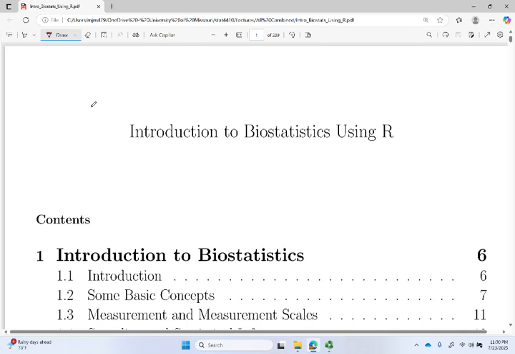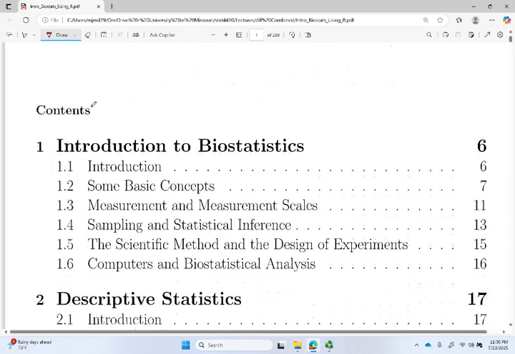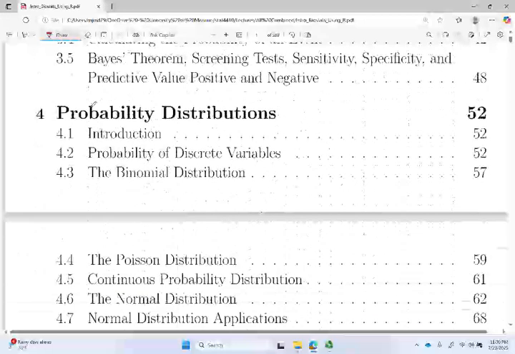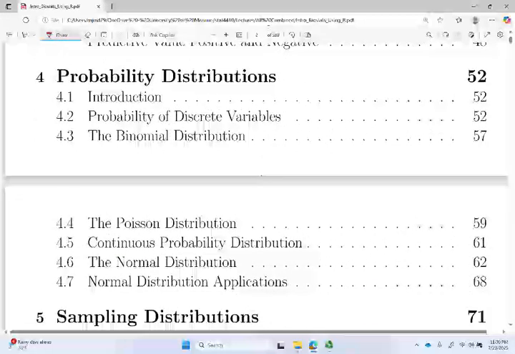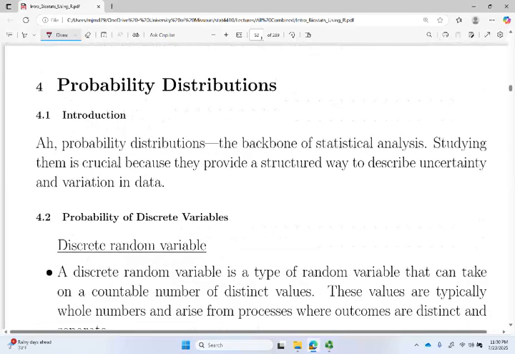This is the next chapter in what I'm calling Introduction to Biostatistics using R. We're going to start chapter 4. So let's jump to page 52. And really, probability distributions are the absolute backbone of statistical analysis.